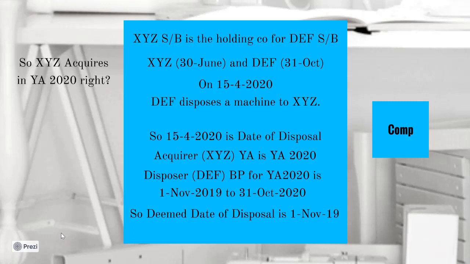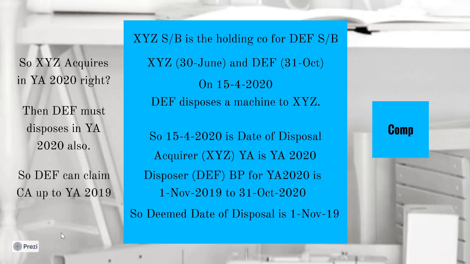So XYZ acquires the asset in year of assessment 2020. Am I right? Then DEF must dispose it in 2020 because the year you buy is the year that the person is disposing. And if that's the case, DEF can only claim capital allowance up to 2019 because always remember the principle: you do not have CA in the year of assessment when the asset is disposed.